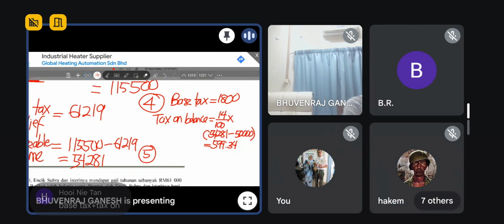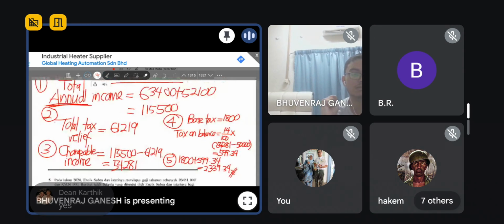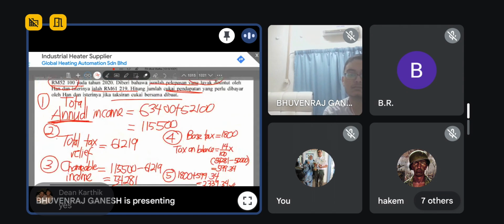Very good. Base tax times tax plus tax on next balance. So then you will get your answer already. Very good. So guys, can you see the flow of idea? This is a complete type of question for joint tax assessment. So you will get answer 2339.34. Can you all understand how to solve this question? So basically, it's these 5 steps you all need to remember. Then you can get the answer.